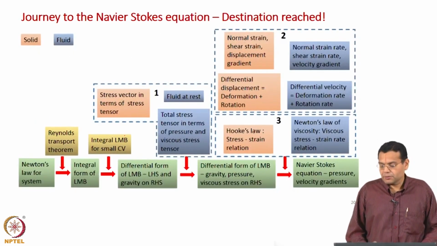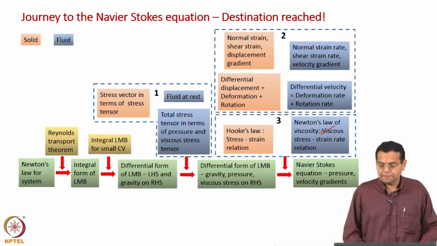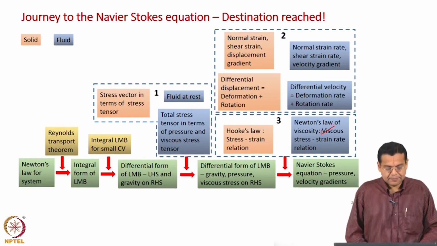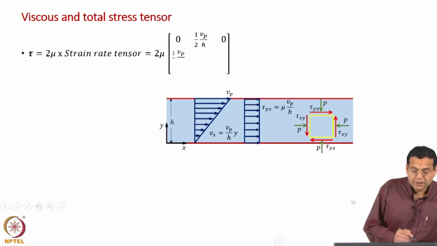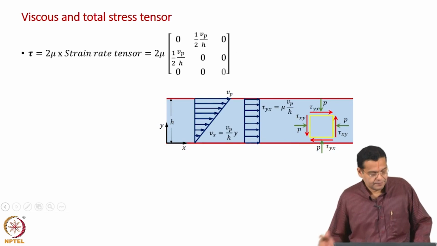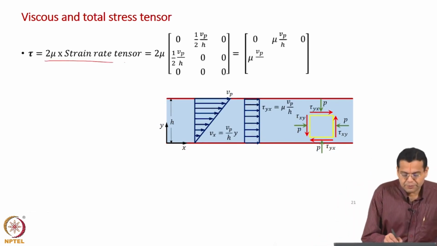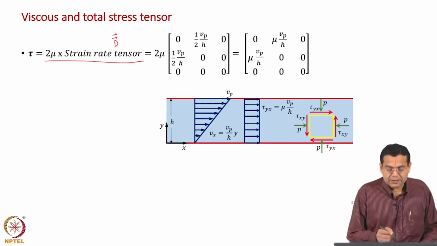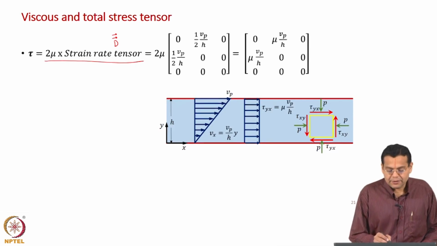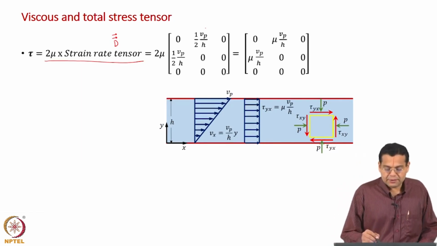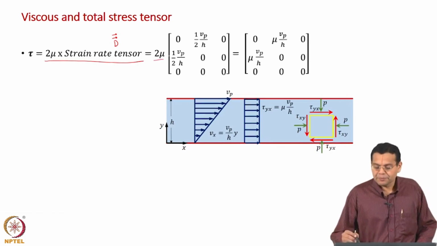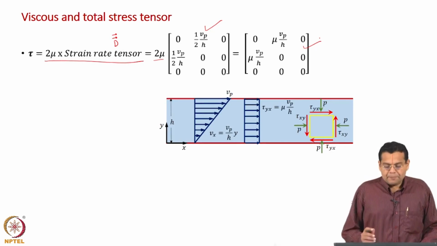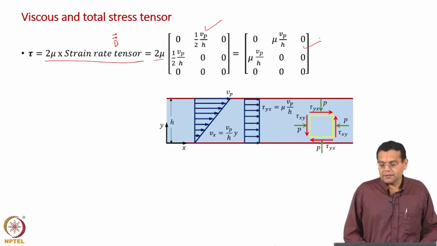Then we discussed Newton's law of viscosity, where we related the viscous stress to the strain rate, and we can do that here as well. The viscous stress tensor is equal to 2 mu into the strain rate tensor. We have used d for this. So, substitute the strain rate tensor we found 2 slides back. Just multiply by 2 mu, and you will get the viscous stress tensor.